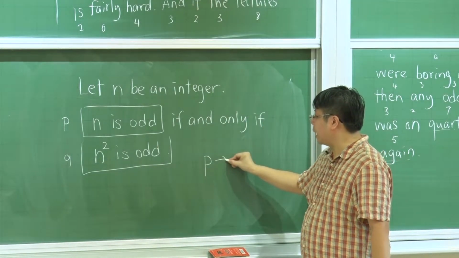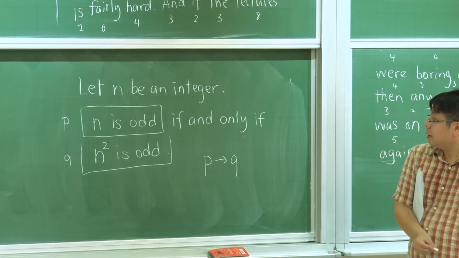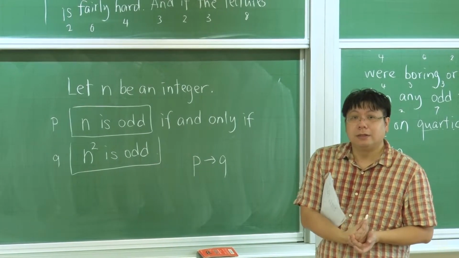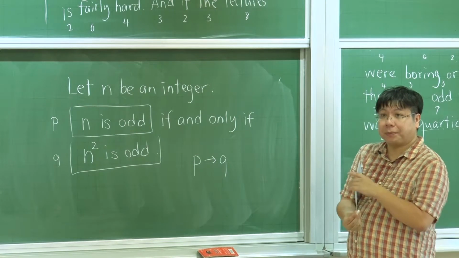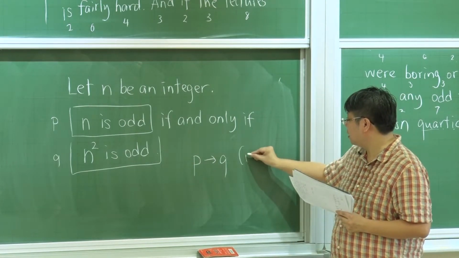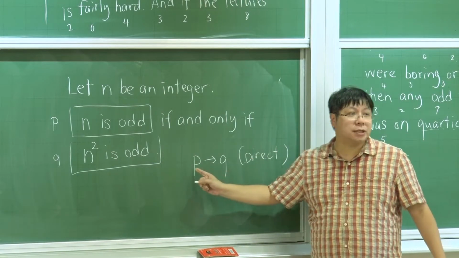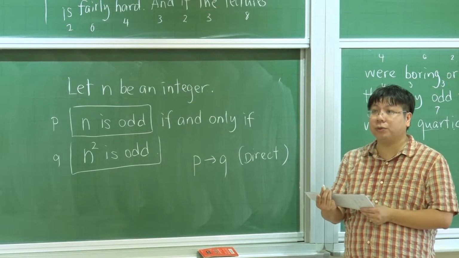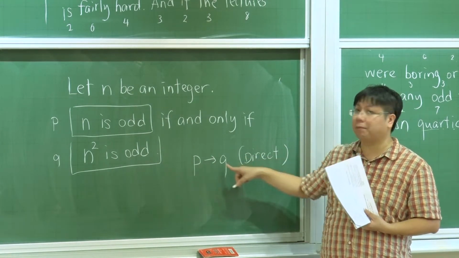So P implies Q. Is it easy to show? P is n is odd, Q is n squared is odd. If n is odd, then n squared is odd. It is easy because we can use direct proof. We just assume that n is equal to 2k plus 1 and check what happens to 2k plus 1 all squared. We find that this is also odd, so we can show P implies Q.